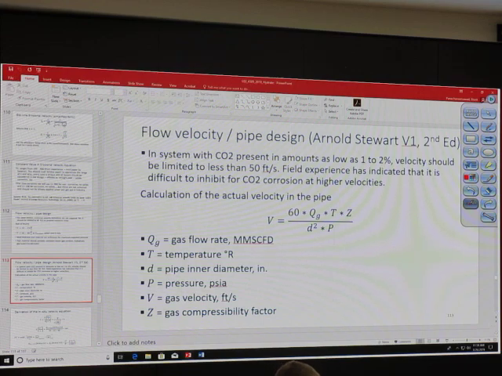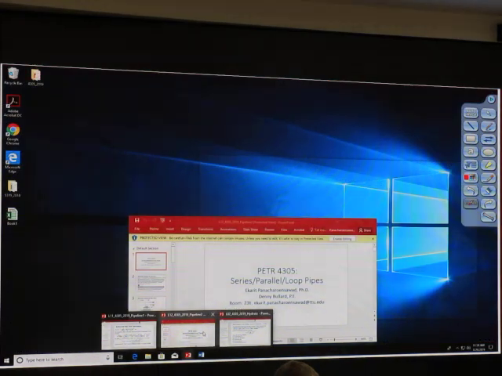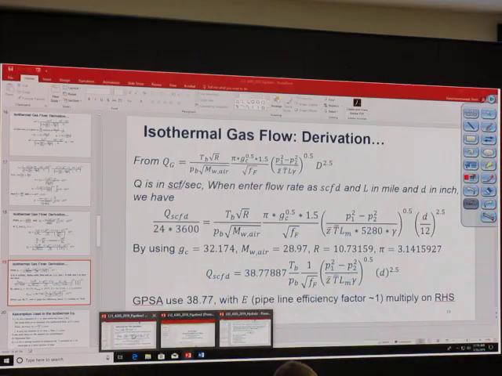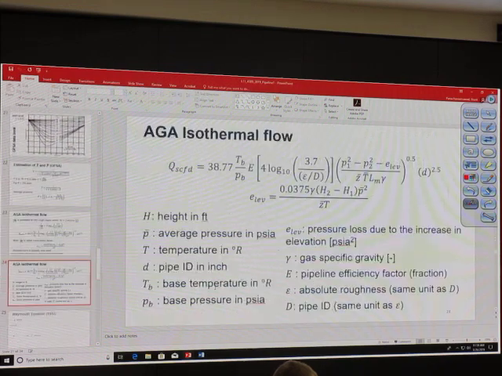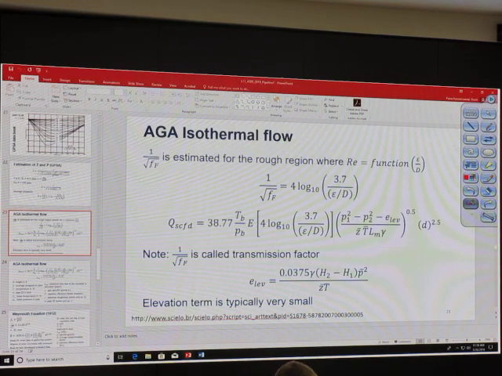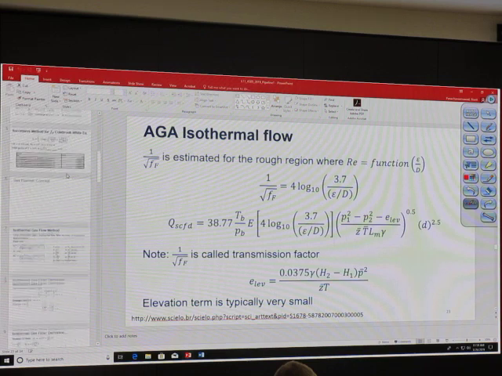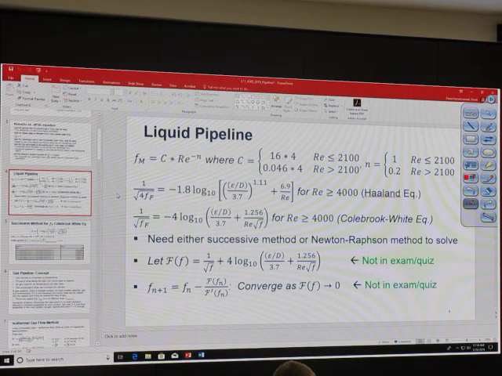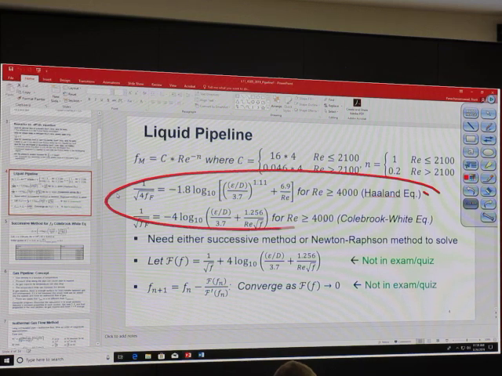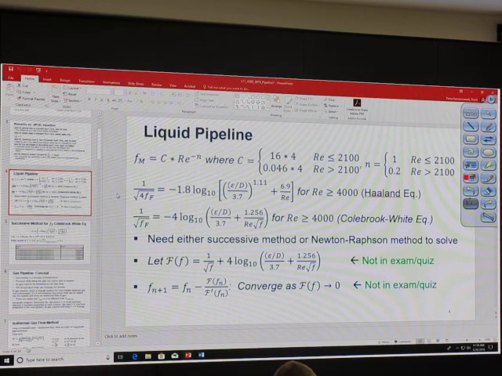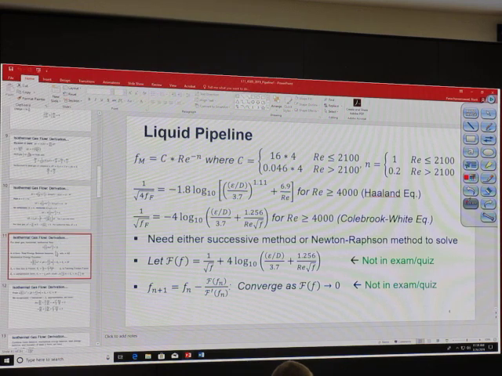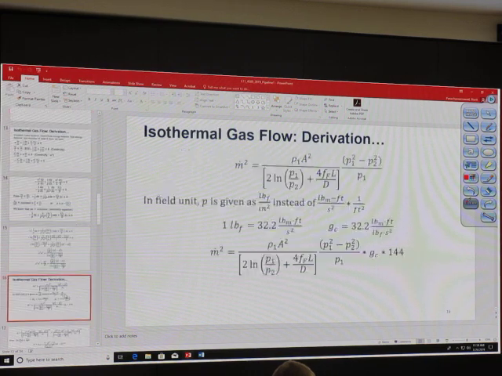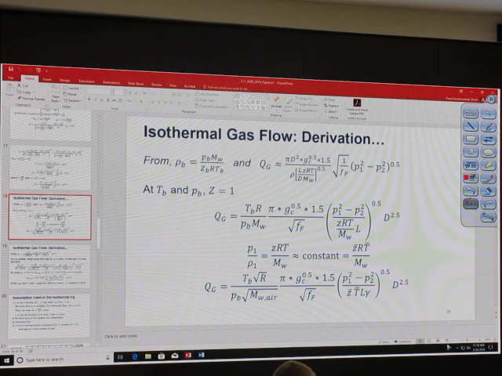From the Reynolds number, what do we get? We get the friction factor. To approximate friction factor, there are several ways. We may use this Holland equation for turbulent flow. That is for friction factor. Plug that in, then we get friction factor. So that is isothermal flow of gas.